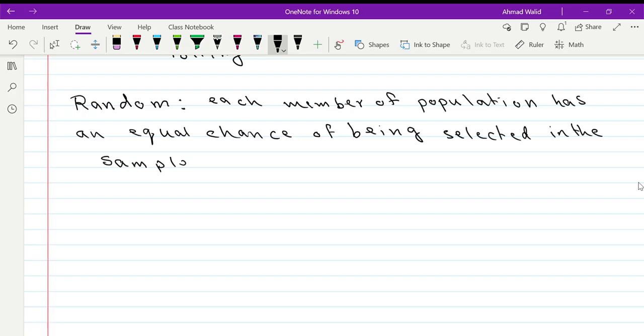I told you, when we collect a sample, try to collect your sample randomly. But what does it mean, random? If you target a population and you want to make a sample or pick a sample out of that population, random means each member in that population should have an equal chance to be selected in that sample. How? For example, your class has 40 students, right?